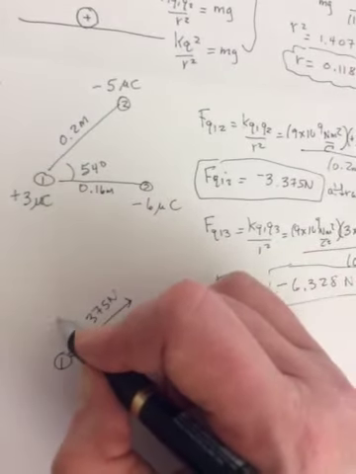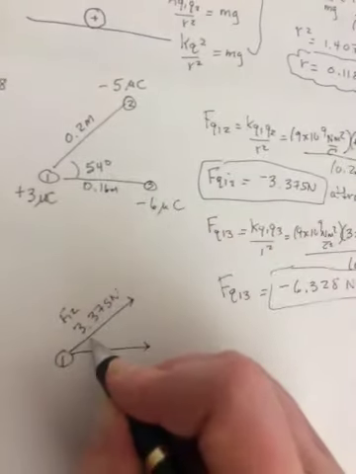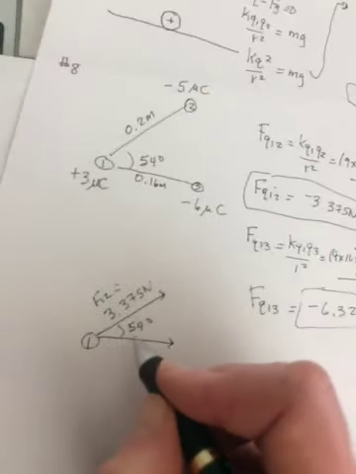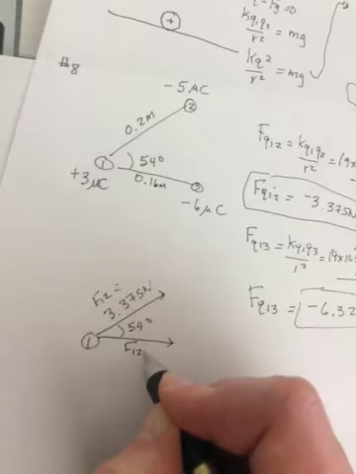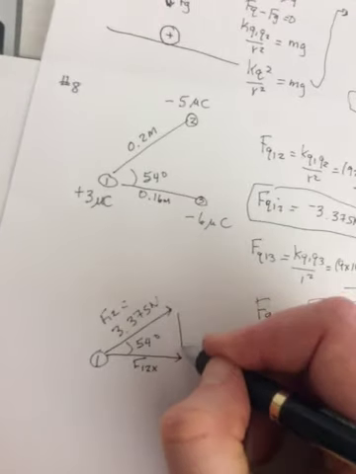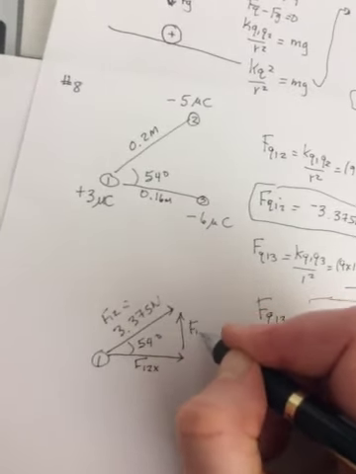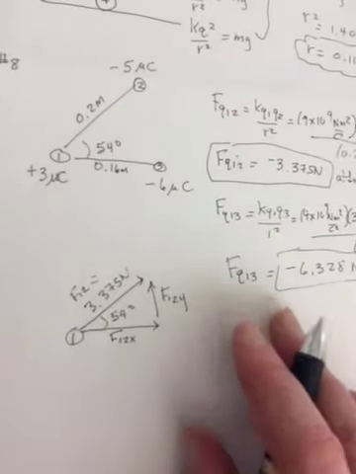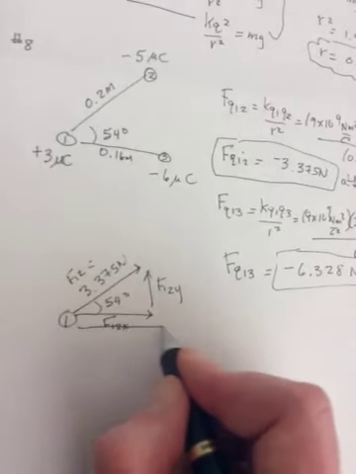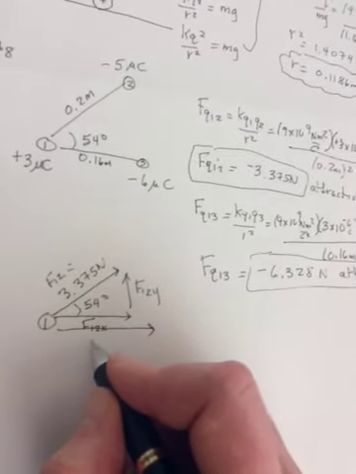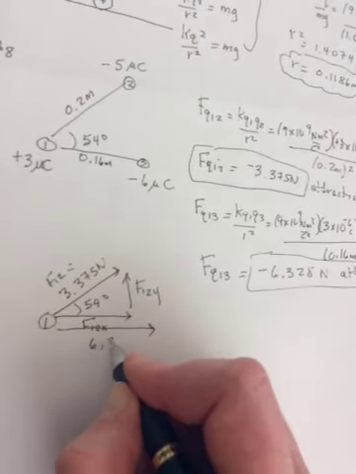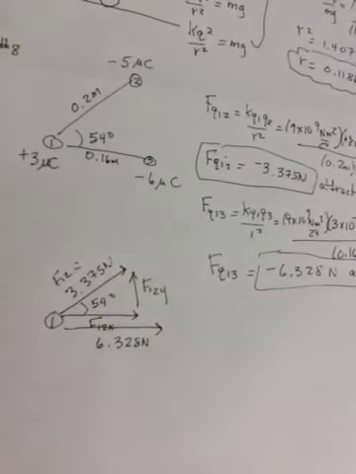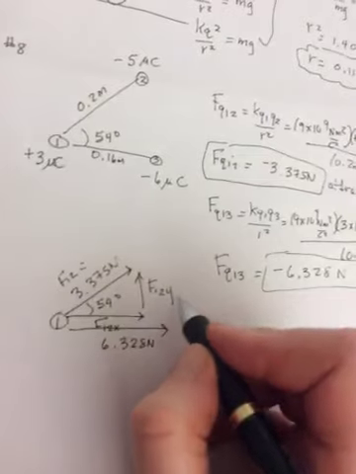This was F12. So it has a component at 54 degrees, it has a component F12x and a component F12y that we're going to need to find. And then Q3 is also attracting, so Q3 has a force also going this way because it's attracting, of 6.328 newtons. So before we can find our total, we need to find our 2 components.